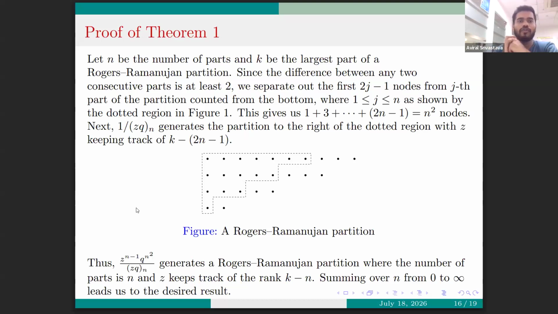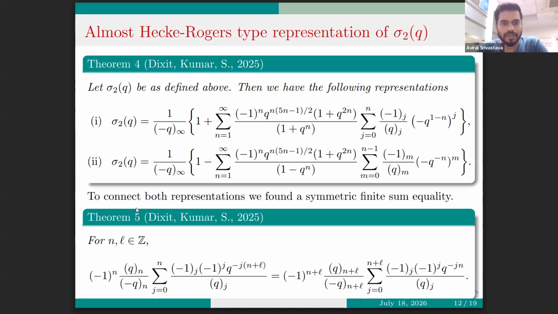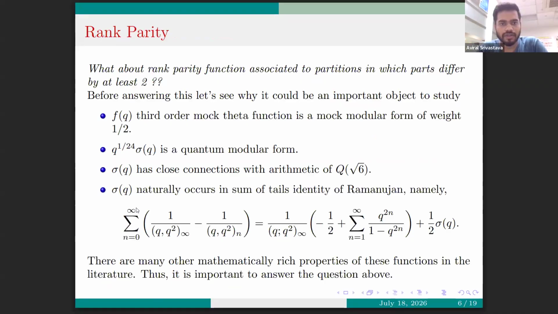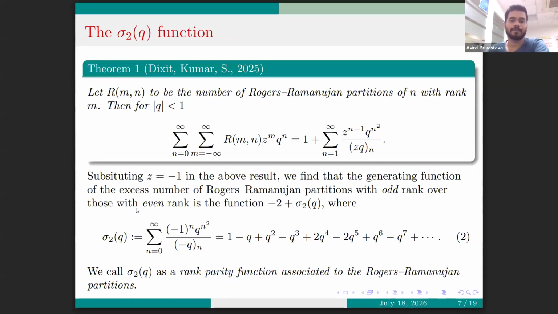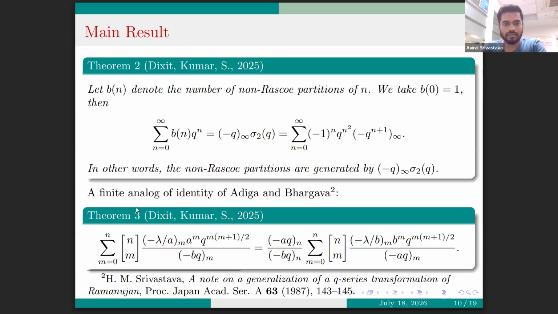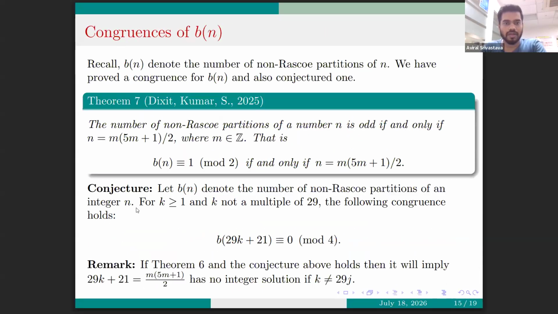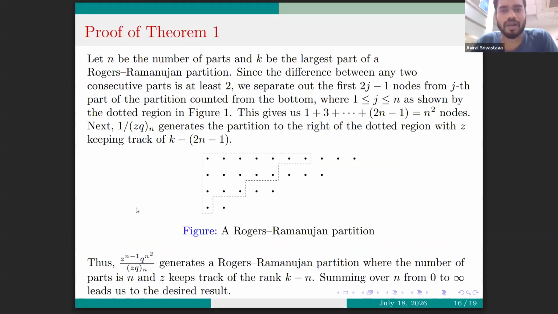I can give a proof of my theorem 1, which was the generating function of our rank parity function. So just let me give you the proof. Before proving it, let me show the theorem to recall the statement. So this was our theorem 1, and I'm going to give the proof for this. Okay. Yeah, so the proof follows now.